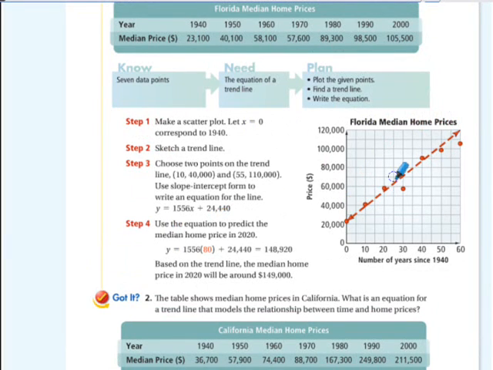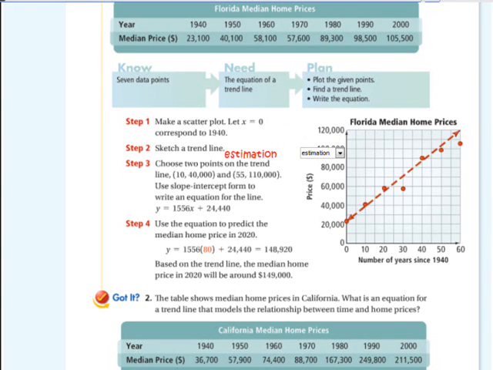Literally, we make the scatter plot. We plot all the points. We sketch the trend line. You can work with somebody and have two different trend lines because the trend line is just an estimation, okay? It's important to understand that a trend line is an estimation. It's just a way for us to give our best guess.